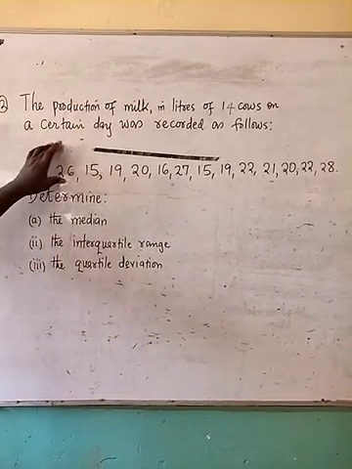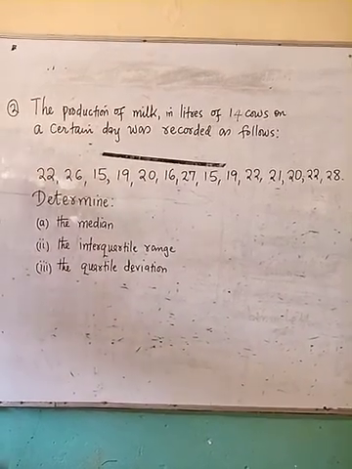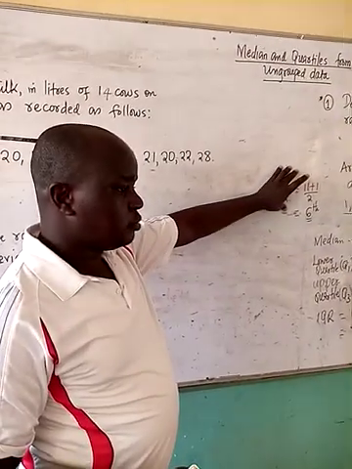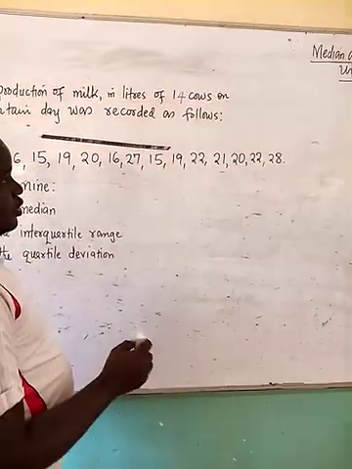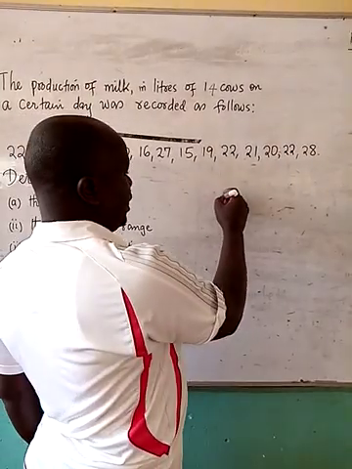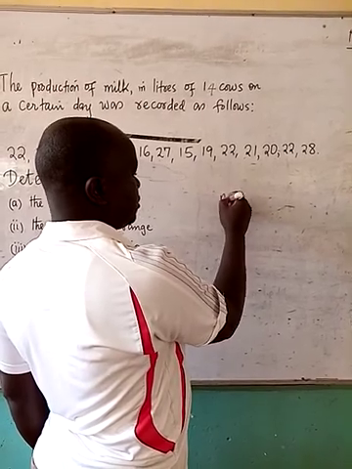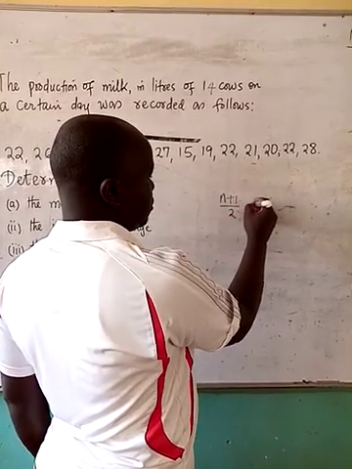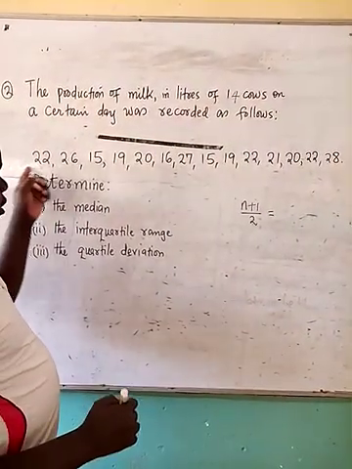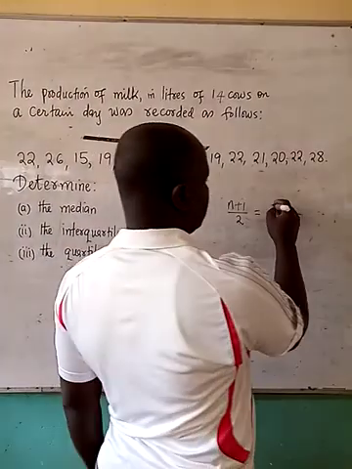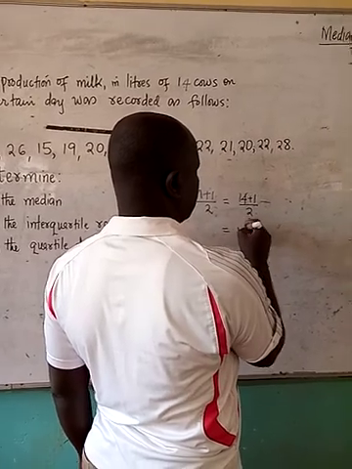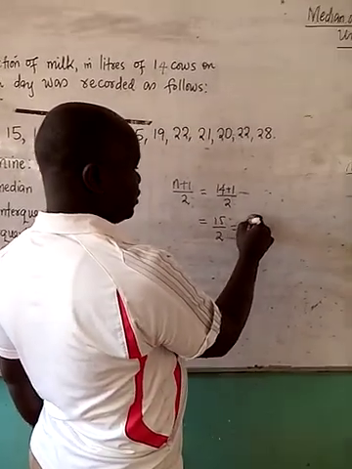Since it is 14, it means that the number in the middle is obtained by use of the same formula that we have said there. To get the middle position, we shall take n plus 1 over 2, the position of the median. And since there are 14 numbers, n is 14, so 14 plus 1 over 2 will be 15 over 2, which is 7.5.